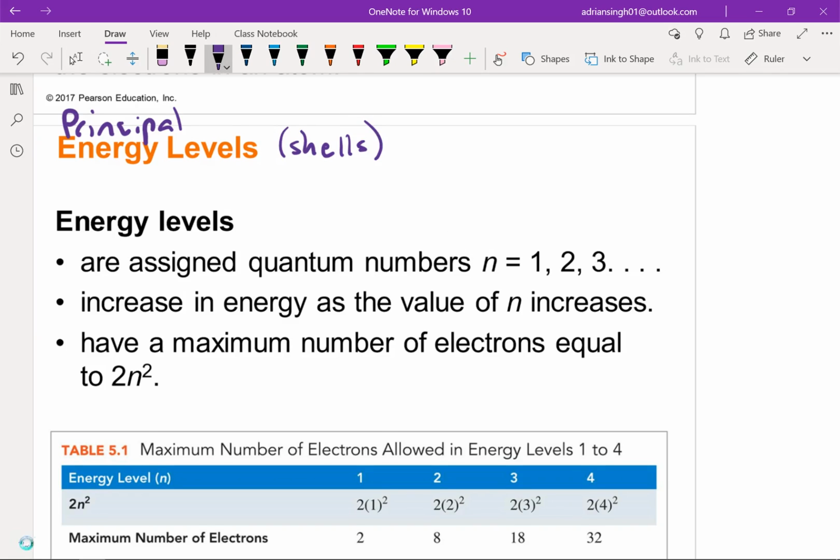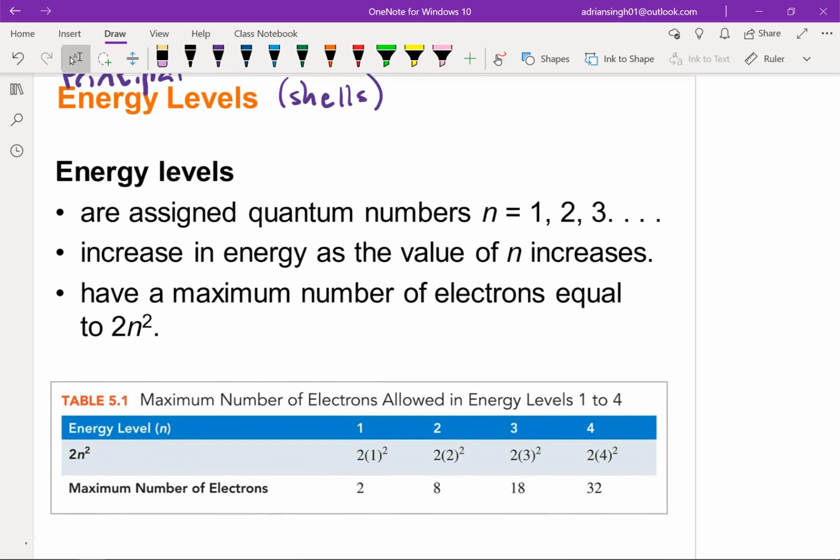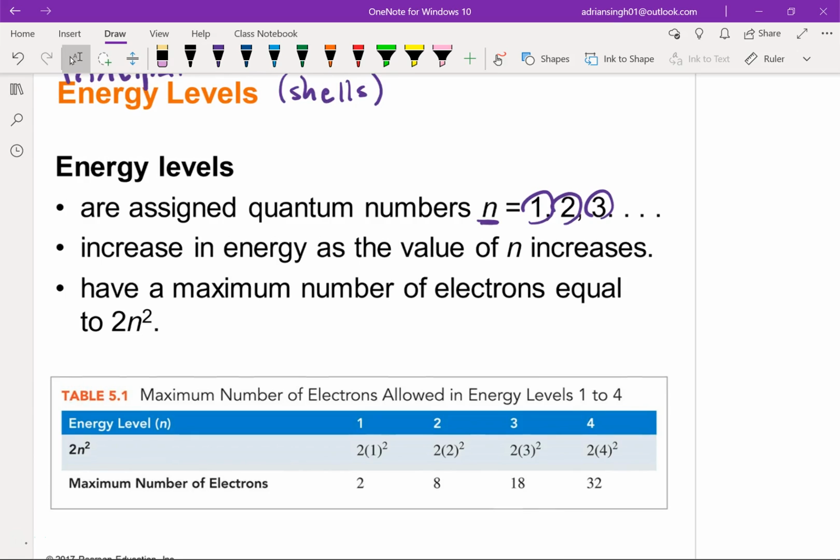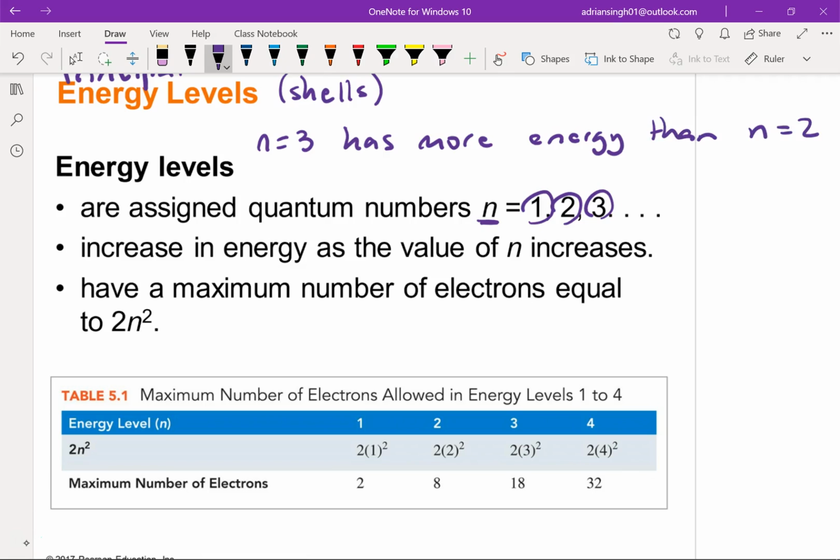And we saw that these energy levels, or these shells, these principal energy levels, are assigned with these numbers called principal quantum numbers that we designate with an n value. And n can be any integer starting with 1, 2, 3, 4, etc. As n increases, the energy of those energy levels increases as well. All right, so then we can say that n equals 3 has more energy than n equals 2. So it's a fairly straightforward relationship.